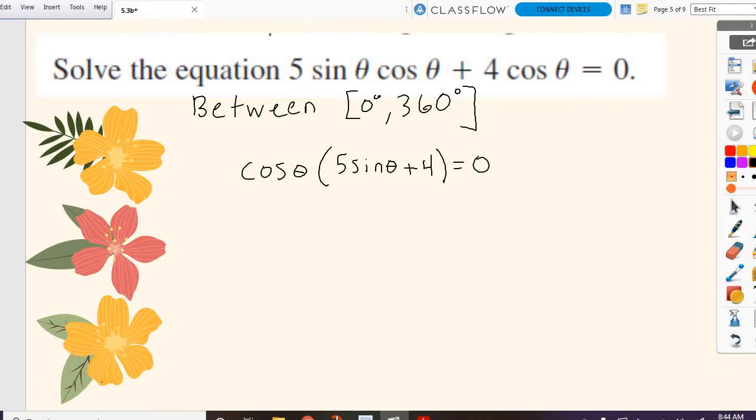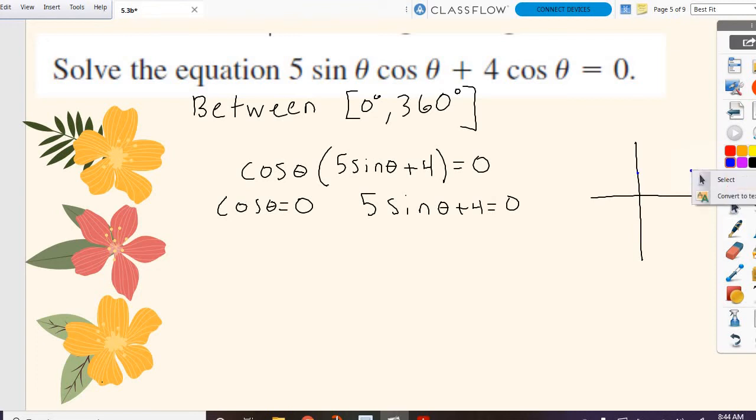From there, we're going to just do the same thing that we've been doing. I'm going to set each of my factors equal to 0. So on our first one, we have cosine of theta equals 0. Again, thinking back to our graph, remember that I'm going to start and end at a maximum for cosine.